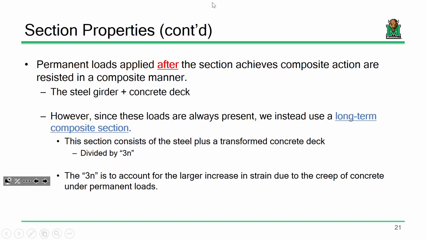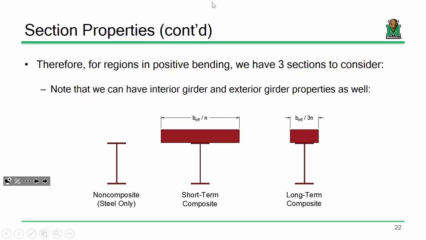But if we look at other dead loads that are there the entire time, things like the concrete jersey barrier, things like any utilities or any signs on the structure, those things are there for the duration. They're always on the bridge, okay? So instead of dividing those by N to generate a short-term composite section, we divide by 3N to generate a long-term composite section. Those are the loads that are applied on the long term. So graphically, this is what we got going on. Anybody got any questions about that?